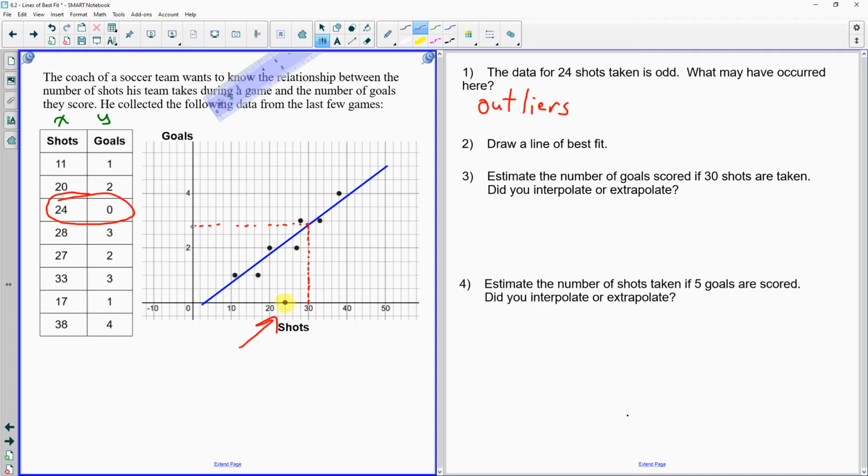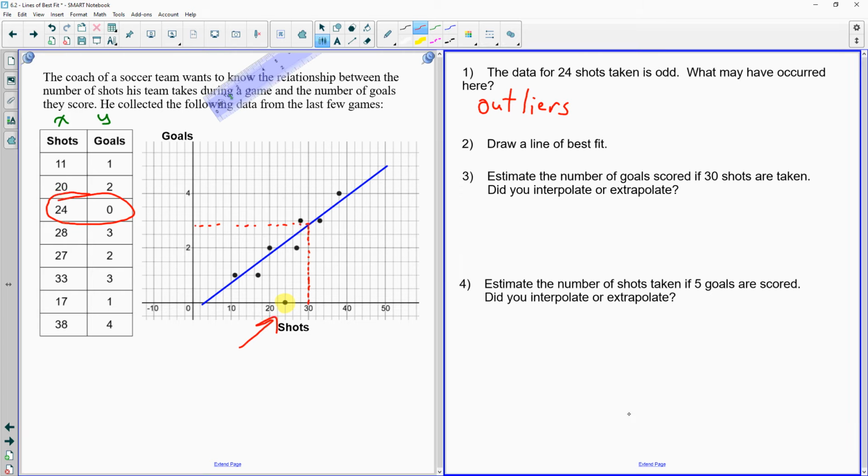That looks to me probably somewhere in the realm of about 2.8 or so. Can I score 2.8 goals? No, it either has to be 2 or 3. So we probably want to round in this case, and I would say it's a pretty good bet that we would score 3 goals in a case like this.